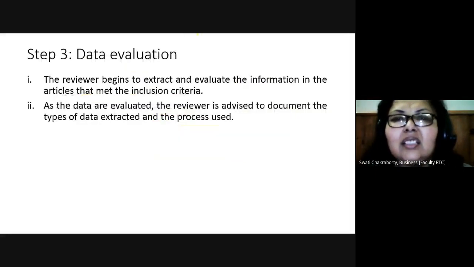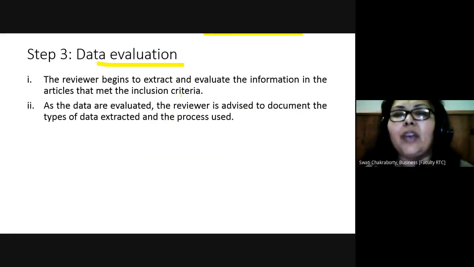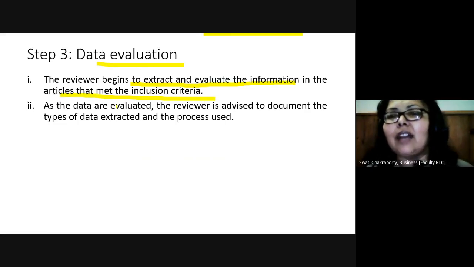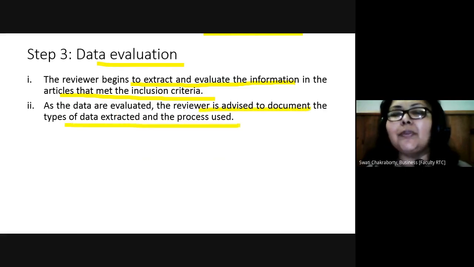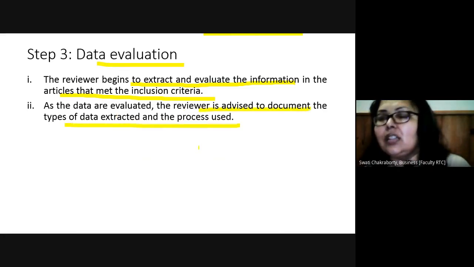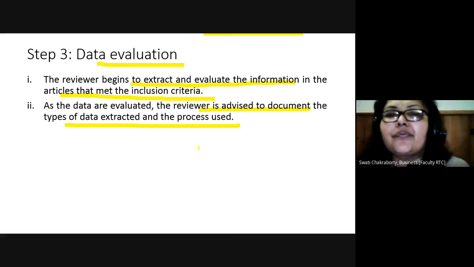The third step is data evaluation, where you as a researcher begin to extract and evaluate the information in the articles that you have read that meet the inclusion criteria. And while you're evaluating the data, you need to document the different types of data that are extracted and the process that you use.